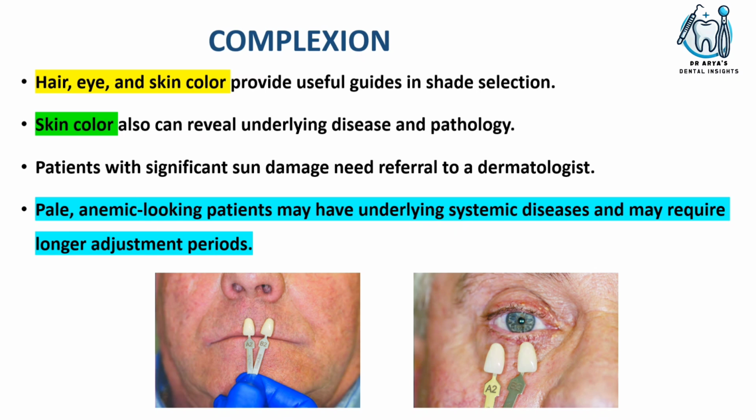Coming to complexion, hair, eye and skin color provide useful guides in shade selection. Skin color can also reveal underlying disease and pathology, and patients with significant sun damage should be referred to a dermatologist. Pale, anemic looking patients may have underlying systemic diseases and may require longer adjustment periods. Heavy wrinkles at the commissures and nasolabial fold usually suggest decreased vertical dimension of occlusion or poor support of facial musculature by the denture.